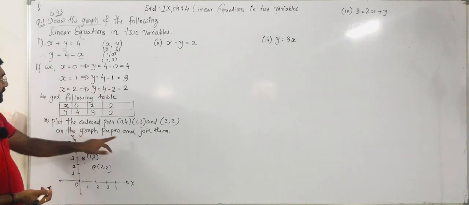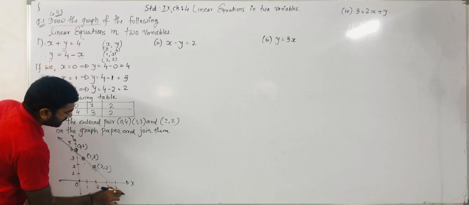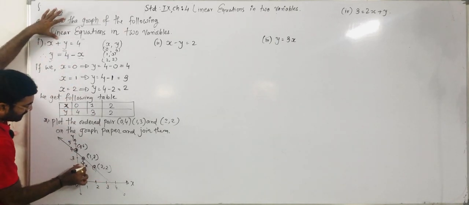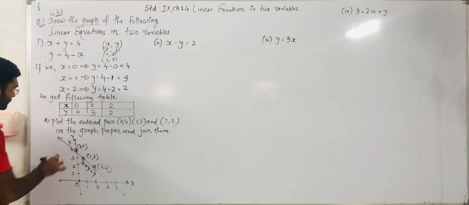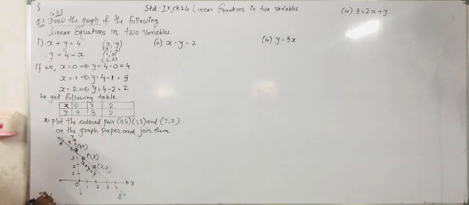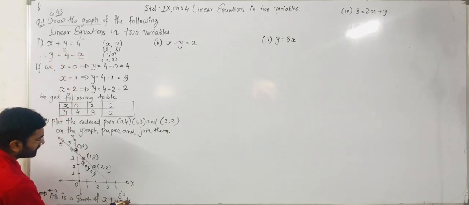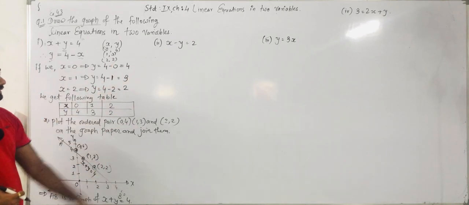Now, after plotting on the graph paper, we have to join them. So if you join, you get a straight line, and this straight line is the graph of the equation x plus y is equal to 4. Suppose we give the name AB to the line, so we can say line AB is the graph of which equation? x plus y is equal to 4. Okay, so it is very easy. That way you have to solve all the remaining equations.